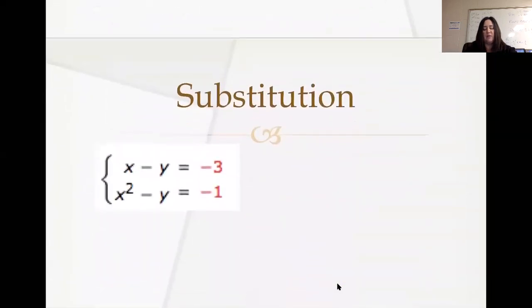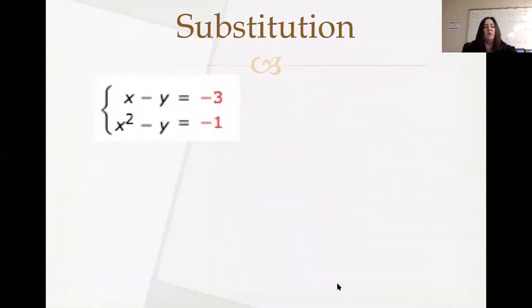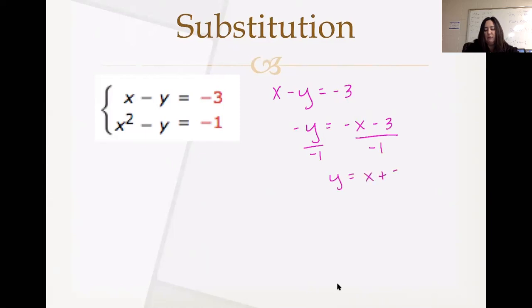So if we talk about substitution, we want to replace a variable. So we want to solve for a particular variable. So what we're going to do here is solve both equations for y. I'm going to take my x minus y equals -3, and I'm going to solve for y. So I'd have negative y equals negative x minus 3. Divide everything by -1, and we get y equals x plus 3.